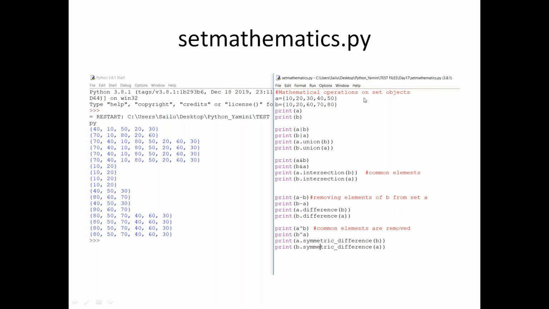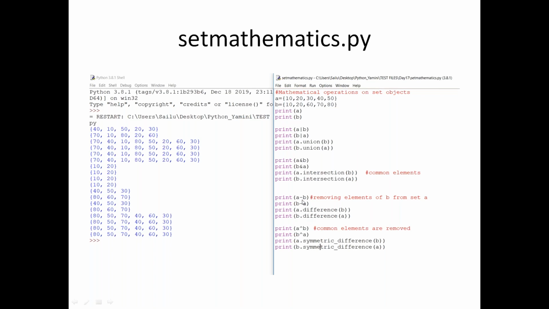Mathematical operations can also be applied on set objects. I have two different sets, maybe with the same values or different values. When you print A and print B, you can see they are created randomly. Then A and B, B and A, and you can see the calculations. A union B and B union A. A intersection B, B intersection A. I want the common elements between those two, which you can see in the intersection. And for removing the elements which are common, you can use the minus sign.